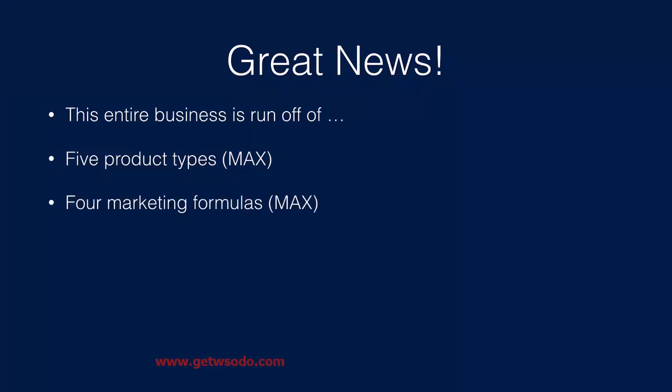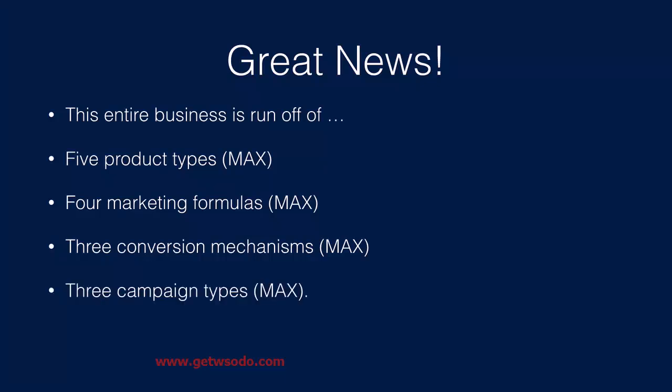We have 4 marketing formulas max. We have ascending, we have descending, we have linear, and we have cycling. That's all. Those are the 4 formulas. We have 3 conversion mechanisms max. We got VSLs, we got sales letters, and we got webinars. That's it. Those are the 3 big things we use to sell stuff in terms of actual ways in which we ask for the money.